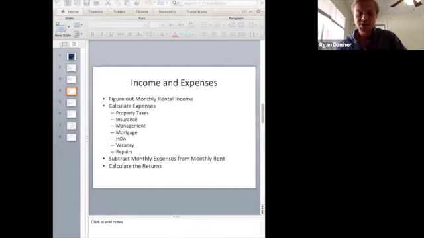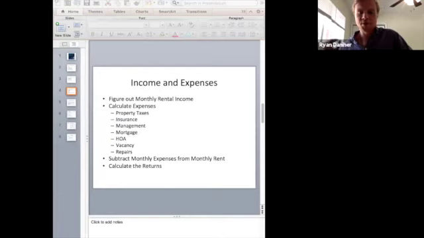So the third thing is to subtract those monthly expenses from the monthly rent. This equals your net operating income. This is your monthly cash flow when you're not using debt, when there's no mortgage on the property. If you don't have a mortgage on the property, then that would be your net operating income. If you do, then that's what you get is the cash flow. And I'll show that calculation in an Excel sheet for everybody.